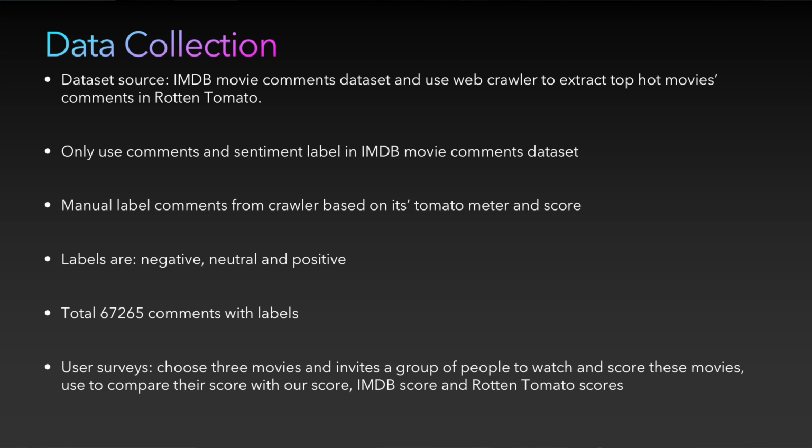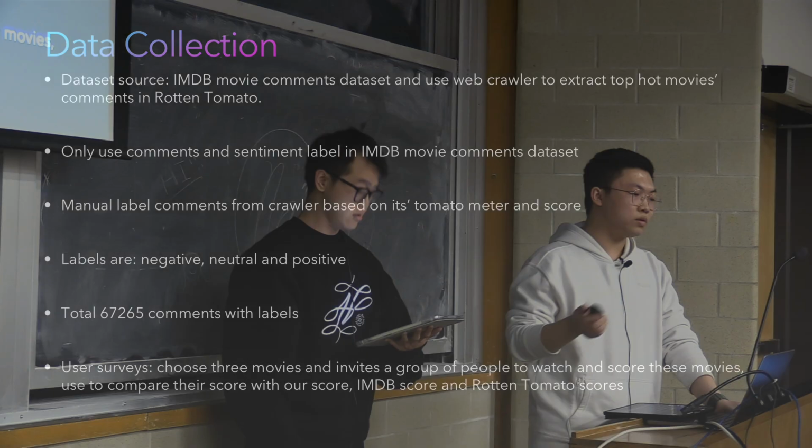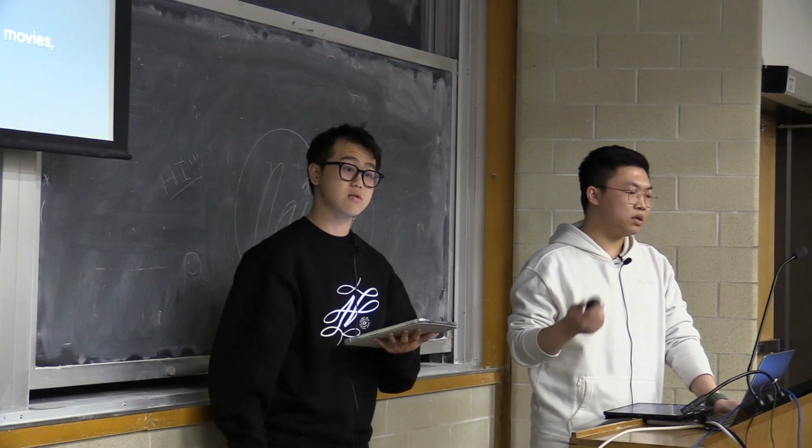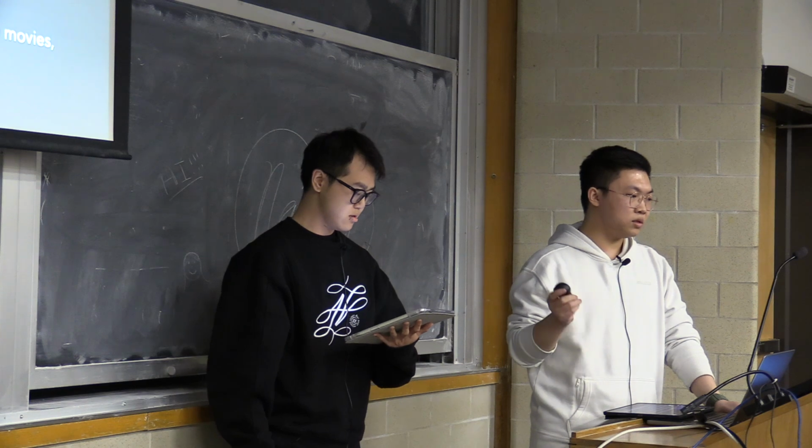We have about 68,000 comments with labels. And we have done user surveys: we chose 3 movies and invited a group of people to watch and score these movies. We have used these scores to compare with our scores, the IMDb scores, and the Rotten Tomatoes scores.